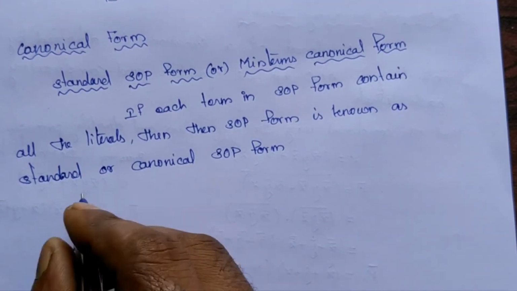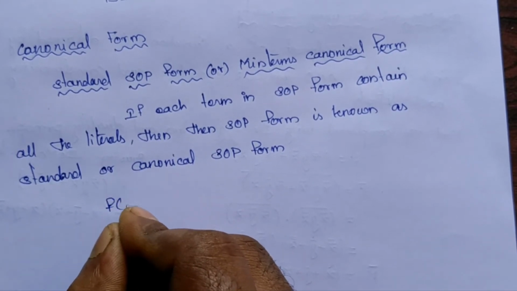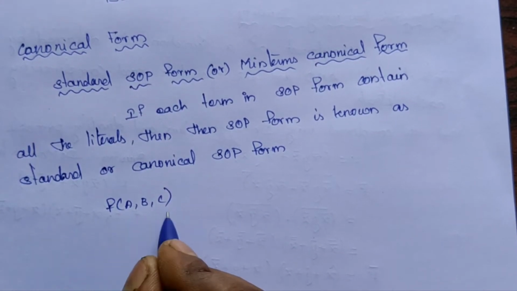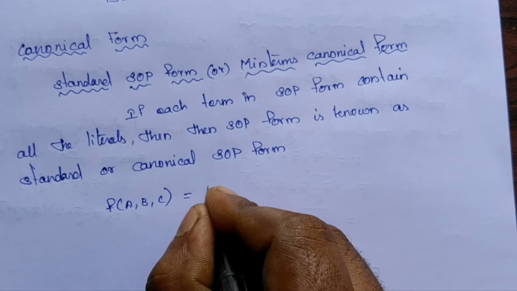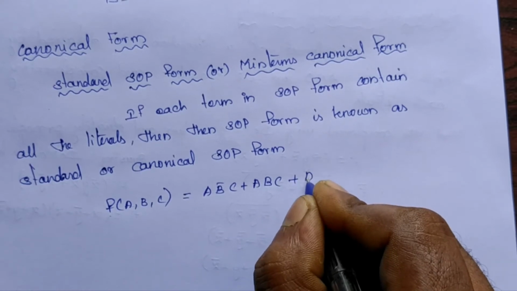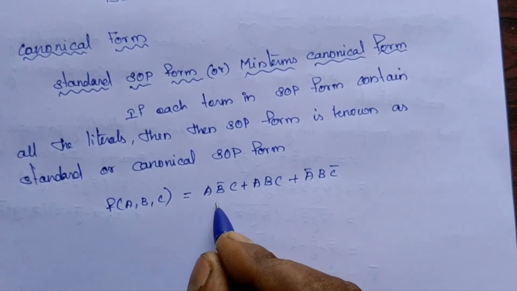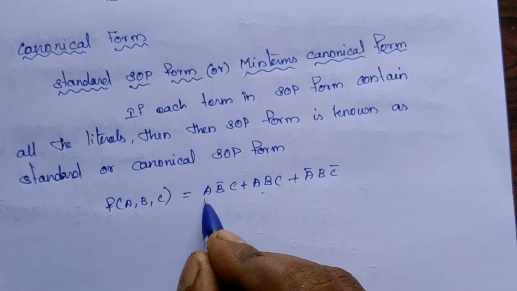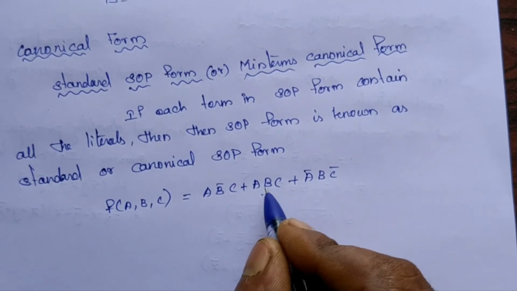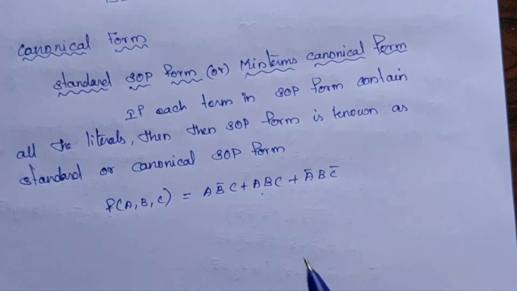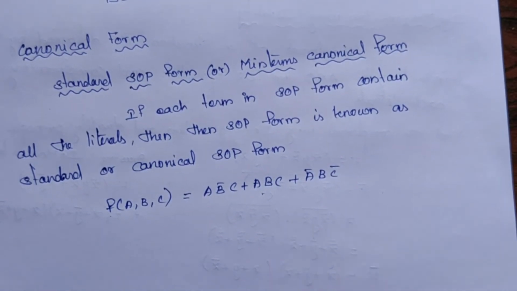So that means, for example, if f of a, b, c, which means that here the function has three variables, which is equal to a b bar c plus a b c plus a bar b c bar. Okay, so each term in sum of product has all the literals. So here we are having product term which has all the literals. This product term also we are having all the literals a, b, c. Likewise here also we are having all the literals. So this is considered as standard SOP or canonical form.